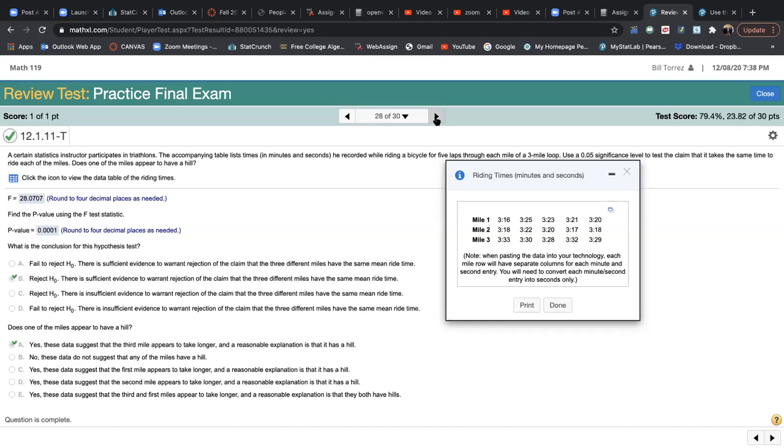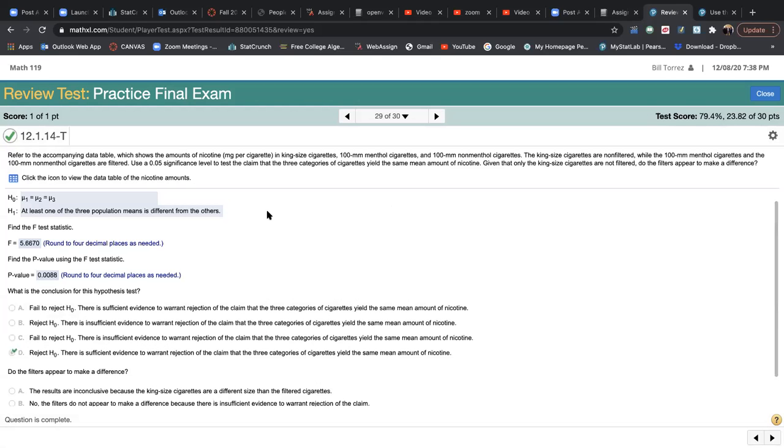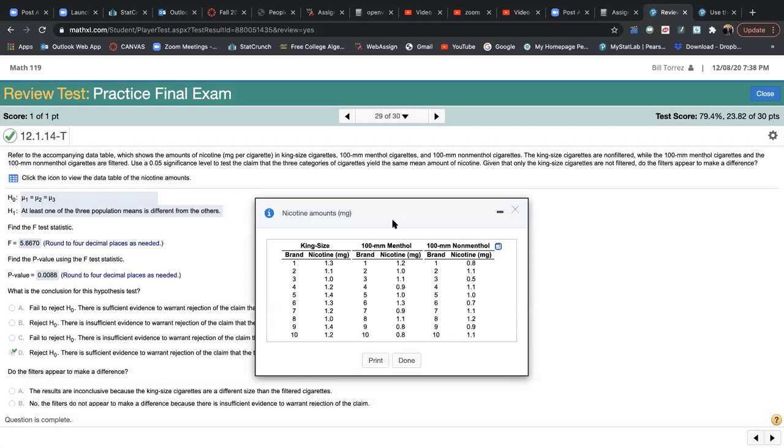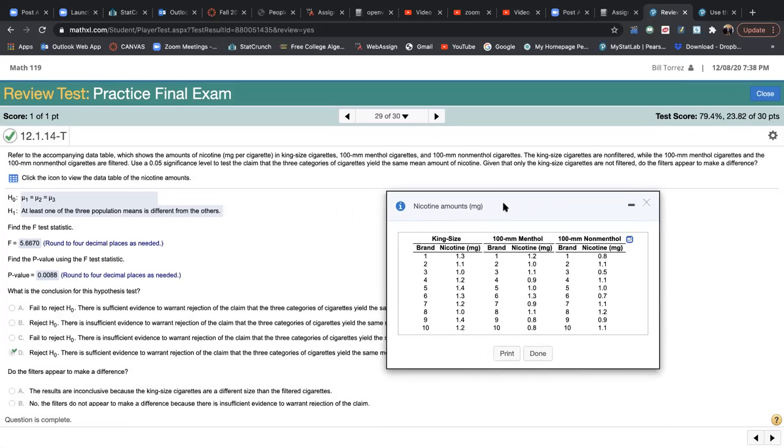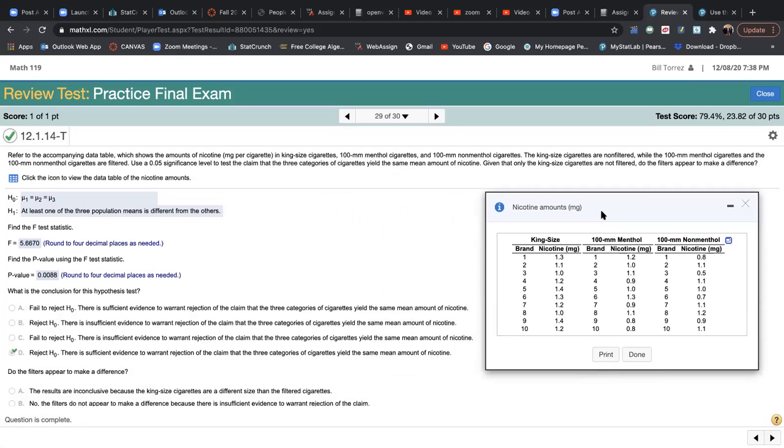Okay, we're getting to the end finally, number 29. Let's look at the table, and let's read the problem. Here's our data.